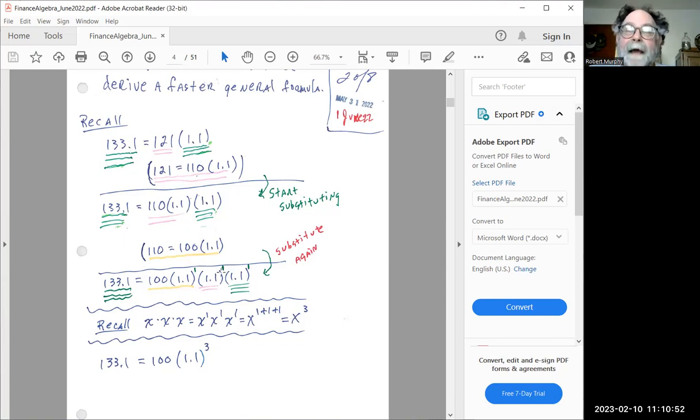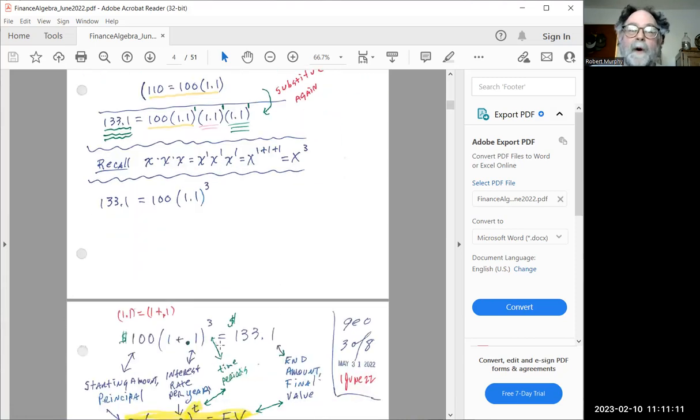The reason I had that recall is because I wanted to show you I can write 133.1 equals 100 times 1.1 raised to the 3rd power. We're not going to a calculator just yet. That'd be the next video after this. I don't want these videos to be too long.